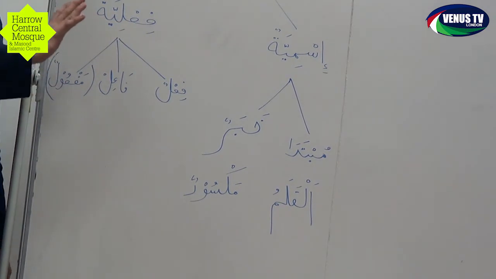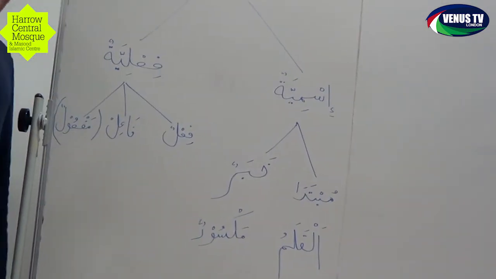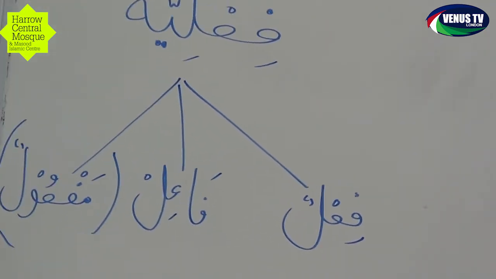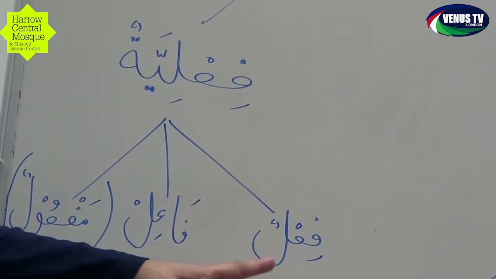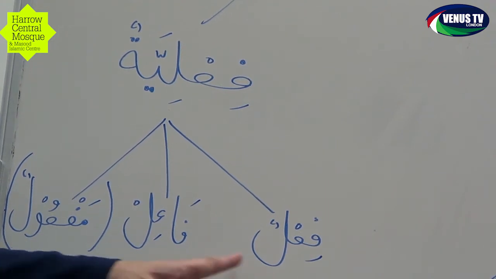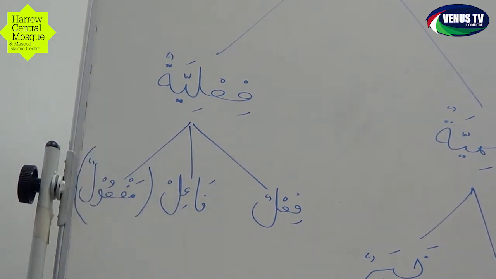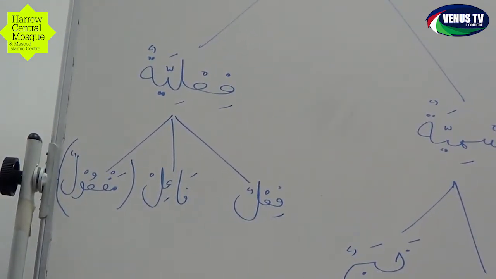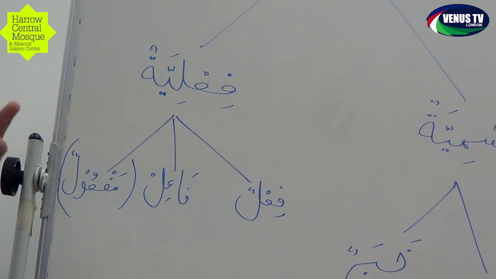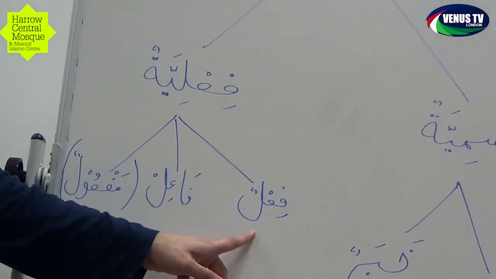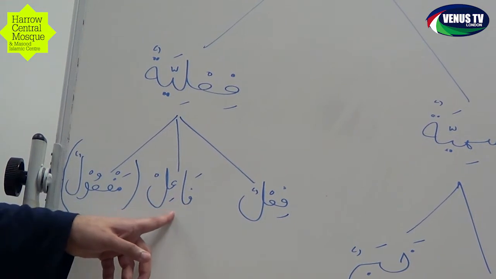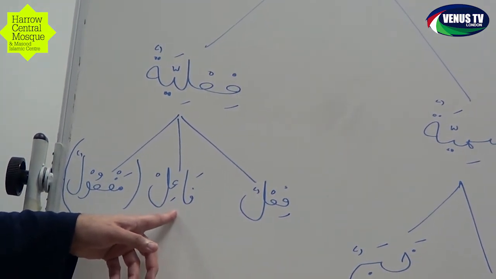Jumla Fi'liya is a verbal sentence. Jumla Fi'liya has to have two parts to it. A fi'l, which means a verb. A fa'il, which means, in grammar terms, a subject, the person doing the action. So we know that a verb is an action verb. It's an action sentence. You have to describe an action taking place. The fi'l is the action, the fa'il is the person doing the action.